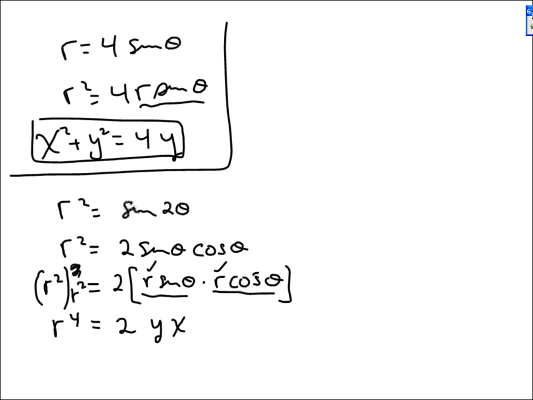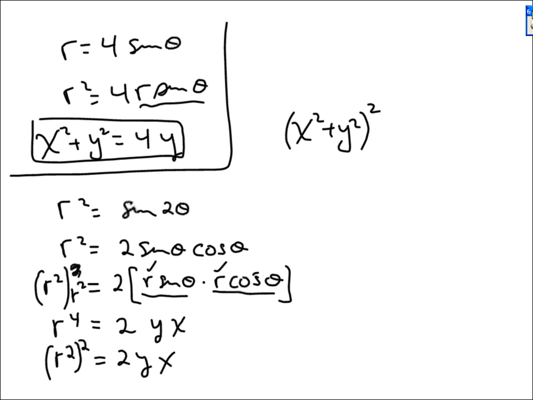But now, r to the 4th is r squared squared. And this is still 2yx. The reason I want to write it as r squared squared is because I know how to write r squared. And then I'll square it. And that equals 2yx. And there it is. Okay, r to the 4th is r squared, which I know how to write, squared.